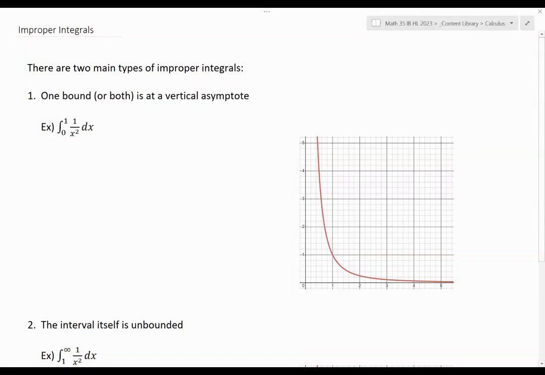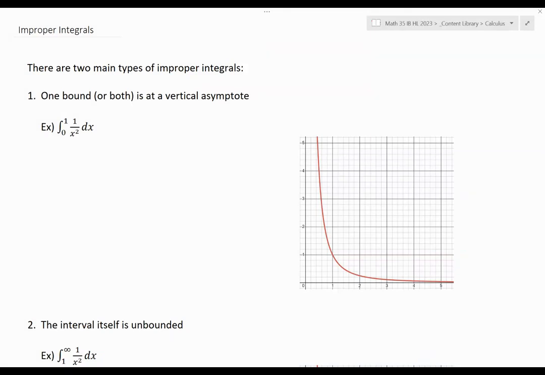Hello. In this video, we're going to look very briefly at how we can work with improper integrals. There are two main types of improper integrals. Either one results in an area or a region that is unbounded, if we consider the area definition for a definite integral. So one situation can occur if one or both of the bounds is at an asymptote.